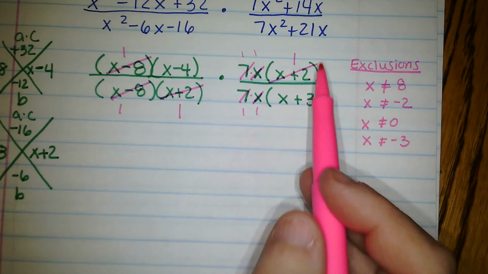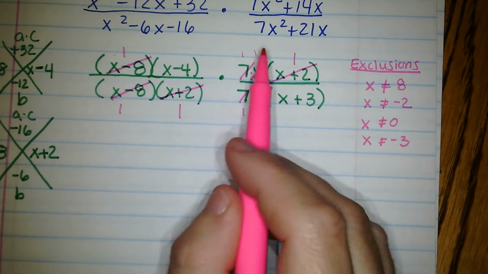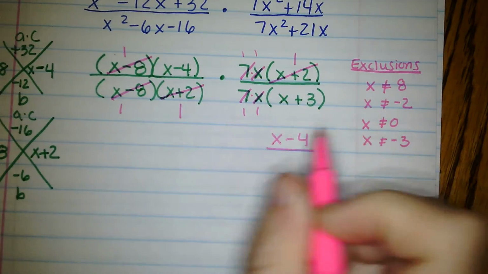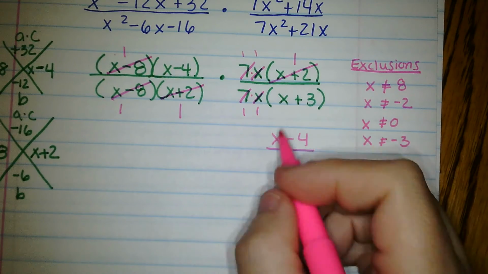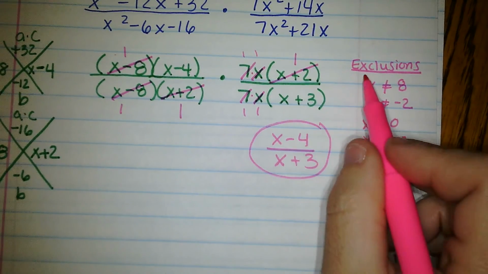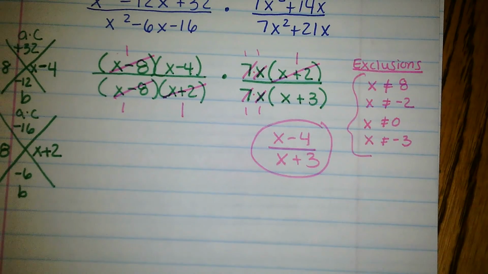So we've done all we can do. We've got 1 times x minus 4 times 1 times 1 times 1. So there's our x minus 4. We have 1 times 1 times 1 times 1 times x plus 3. Here's our solution, and here are all the exclusions.